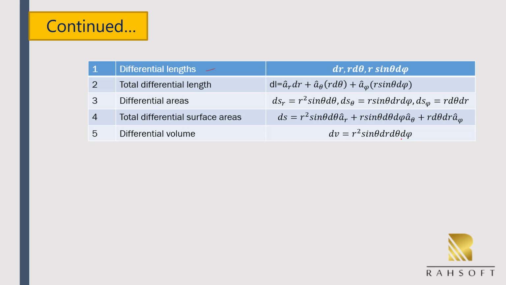So these are the differential length, differential area and differential volume in case of spherical coordinate system.